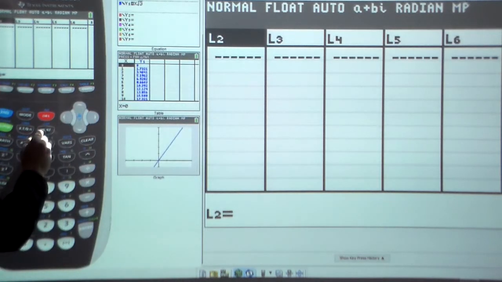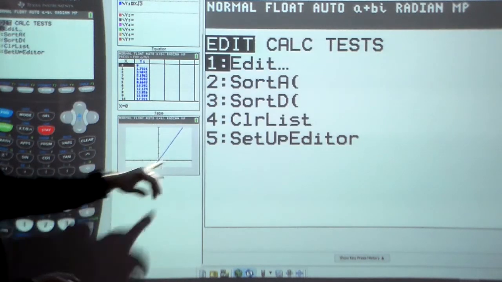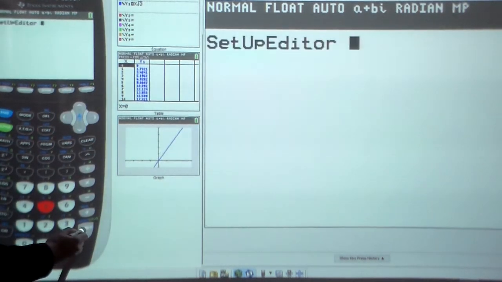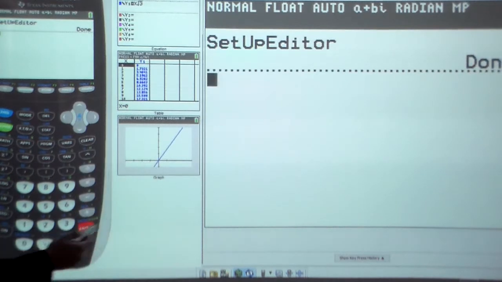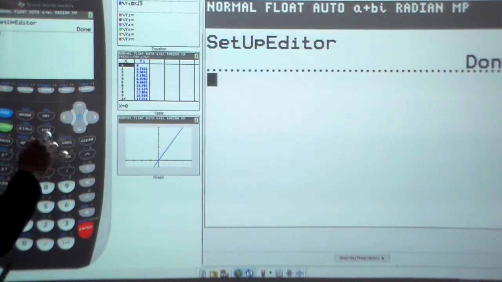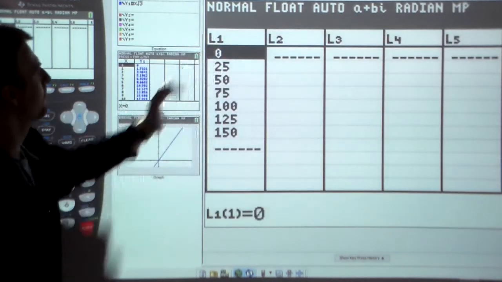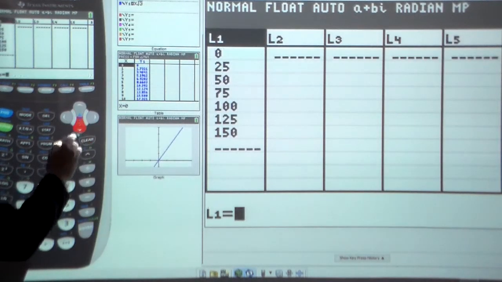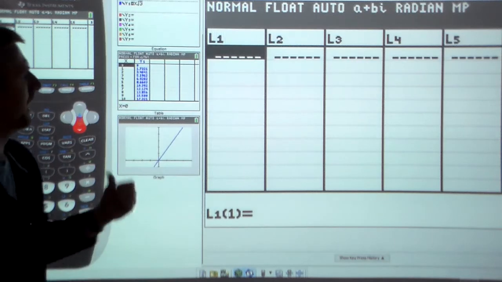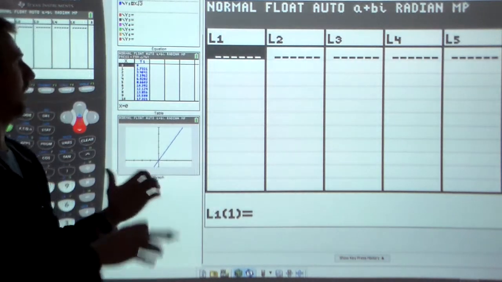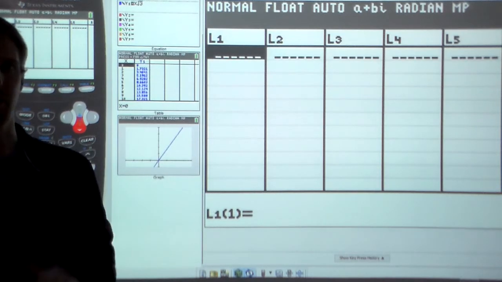If that happens to you, go back to Stat, go down to number 5, which says Setup Editor, and enter. And once it says Done, if you go back, just repeat what we just did, Stat, Edit, it should be back. And this time, make sure you hit Clear. And what I'm going to do is go through and type in all these numbers out of the book, and when I come back, I'll have it completed and I'll show you how to finish up getting that equation.